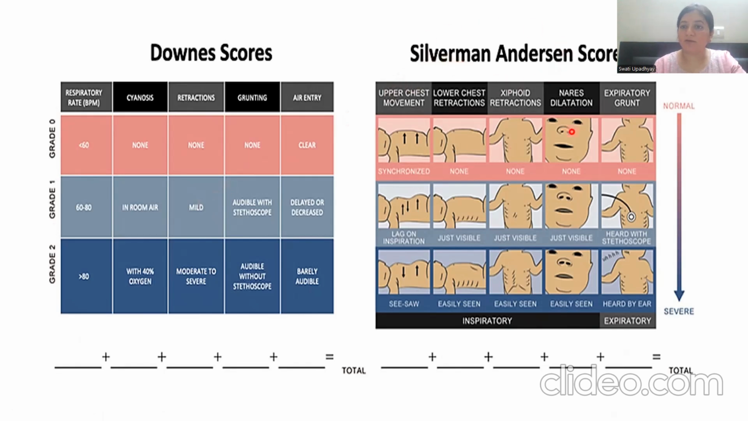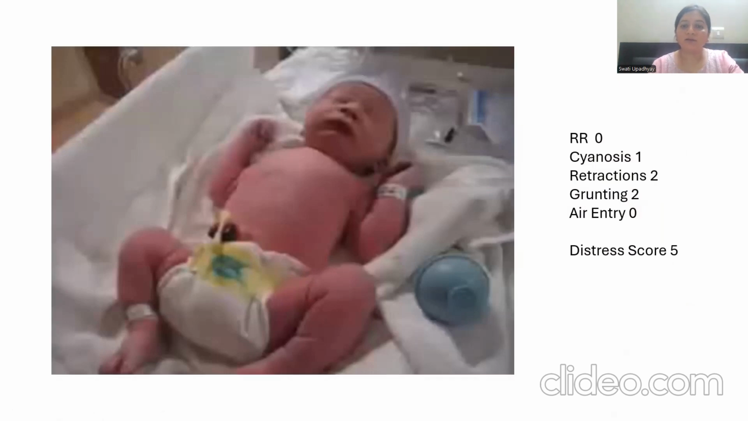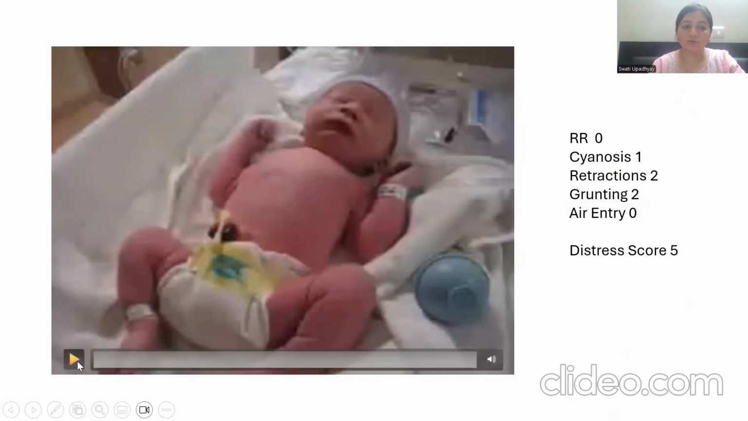Similarly, Silverman-Anderson score is used in preterm babies where the movement of the upper chest, the lower chest retractions, the xiphoid retractions, the dilatation of nares, and grunting are observed to finally score the baby, to score the severity of respiratory distress. Now let us see the video of this baby and try to calculate the distress score for this baby.